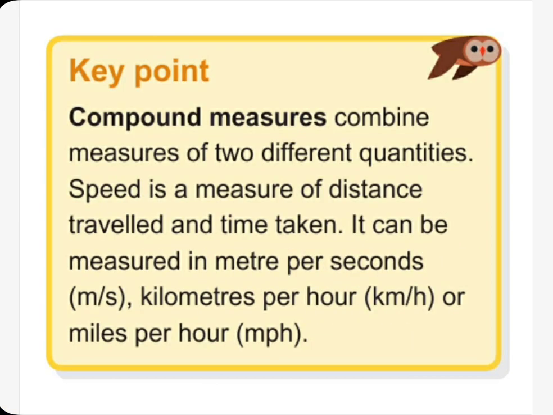Now, speed is a measure of distance traveled and time taken. It can be measured in meters per second, for example, m/s, and kilometers per hour, km/h, or miles per hour. So that's why it's called compound measure, because it has two measurements, or it measures two things at the same time. Now, let me show you a question that describes this more.